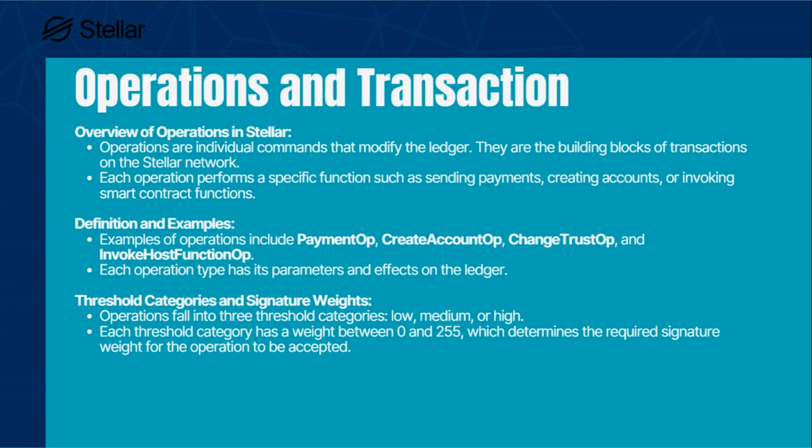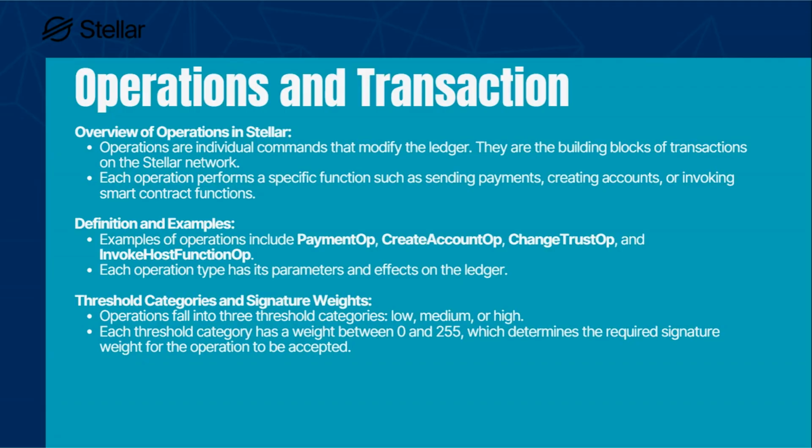Operations are the fundamental building blocks of transactions on Stellar. An operation is an individual command that modifies the ledger. Think of operations as atomic actions. Each one does a specific thing. Operations can perform functions like sending payments, creating accounts, or invoking smart contract functions. Each operation type has its own parameters and effects on the ledger.